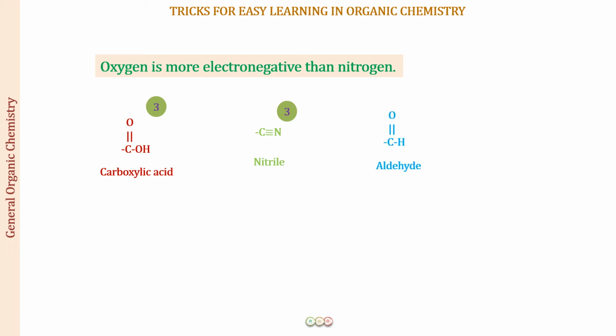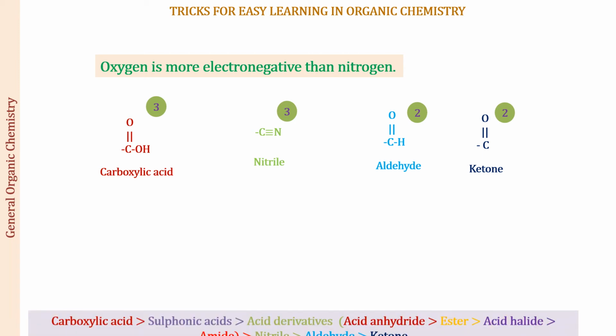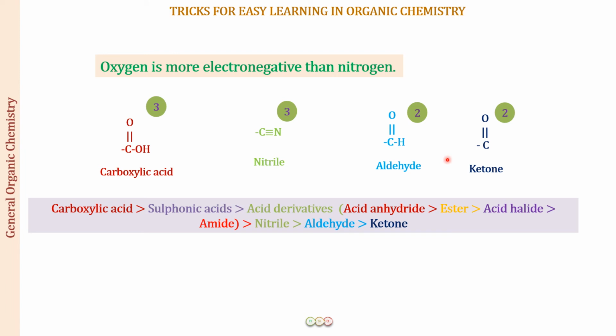And then we will be moving on to the aldehyde group and the ketones, which have bond values of 2. Among these two, which is going to be higher in priority? That we have already learned. A chain terminating group is always going to be higher in priority than the non-chain terminating group. So far the order is the carboxylic acid, then the sulfonic acid. After the acids, the acid derivatives: anhydride, ester, halide, and amide. Then the nitrile group, the aldehyde, and the ketone. Easy enough so far. I hope you have learned it with me.